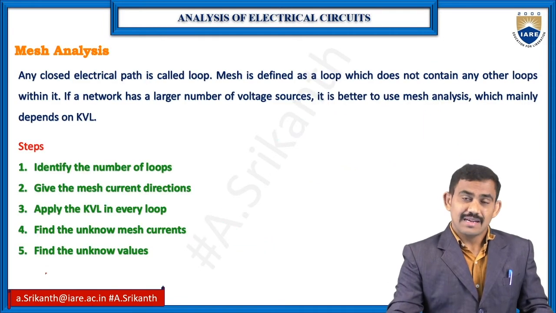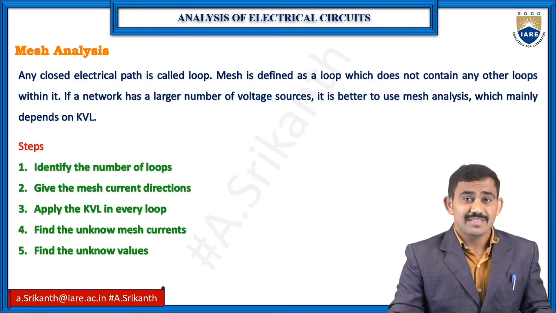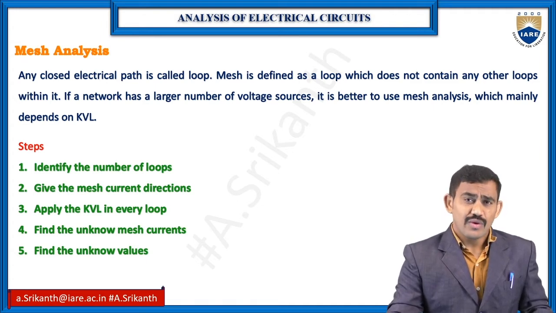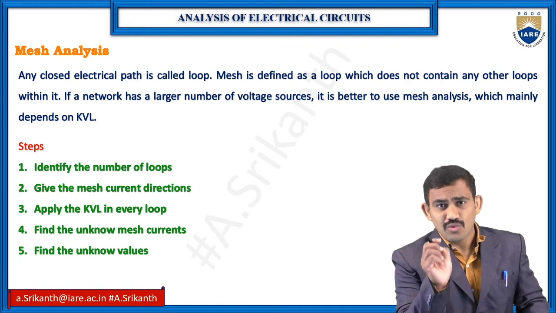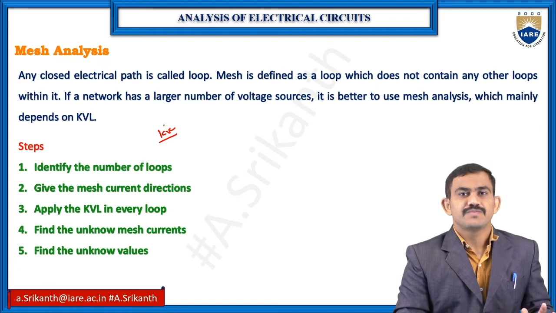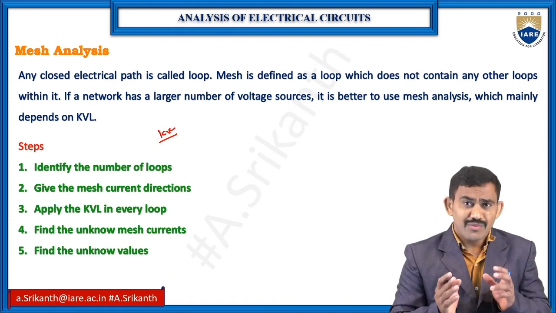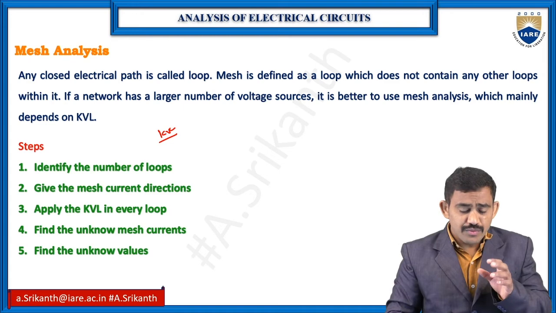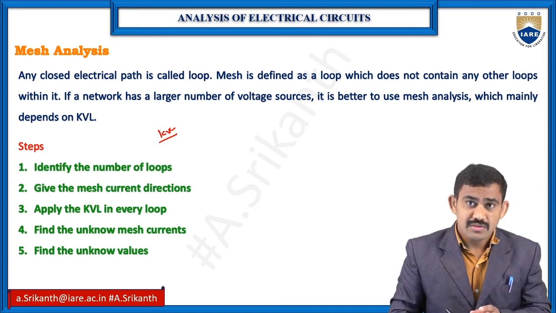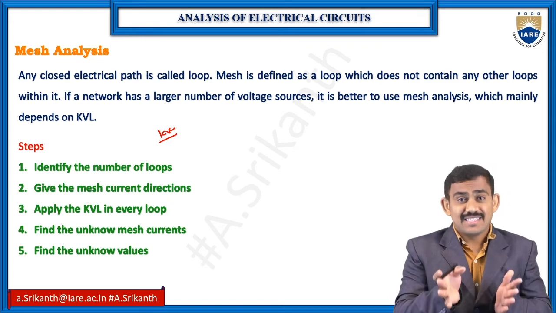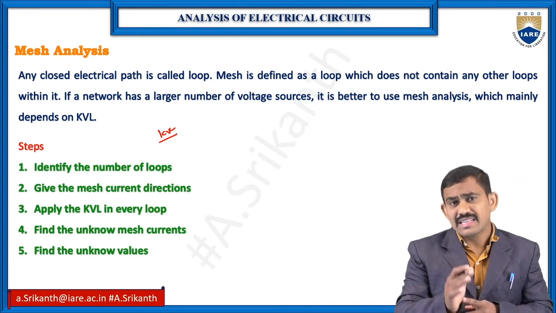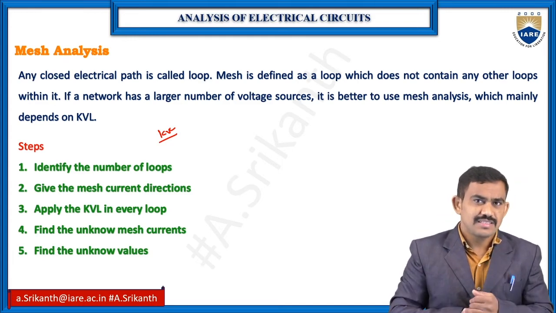Coming to mesh analysis. It's very simple and very important. It's simple if you know Kirchhoff's voltage law. In a closed loop, the sum of voltages is equal to 0. So we need to know how many loops we have. First identify the number of loops. Then give the current directions. Give the current direction, any direction. Depending upon your direction, we'll get the answer, but in the end the result is the same.